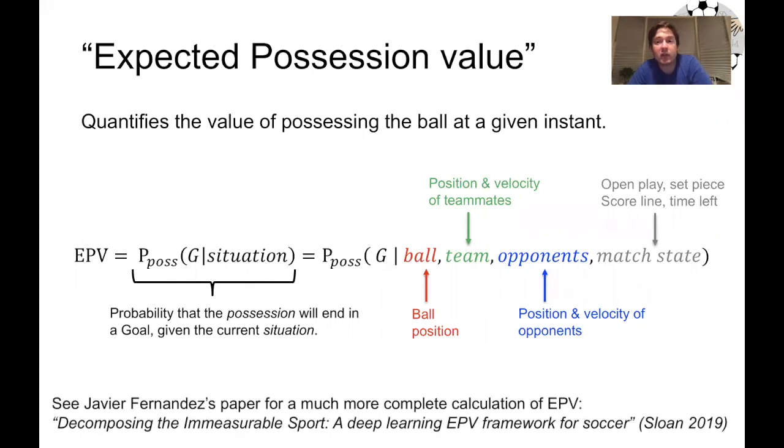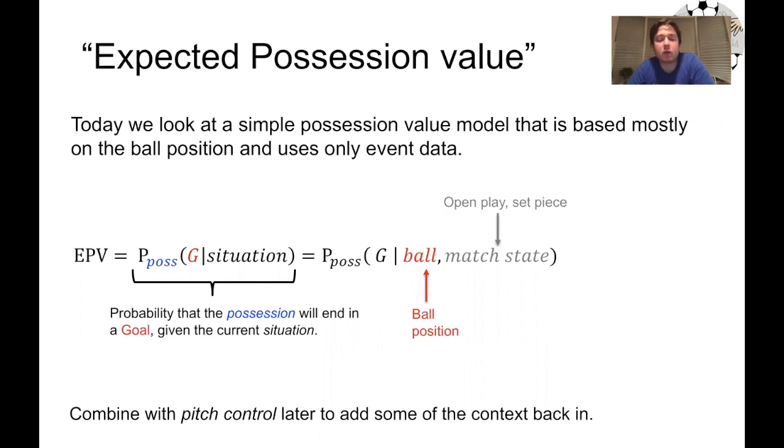The state of the art in terms of published work is Javier Fernandez's paper that was presented at the Sloan Sports Analytics Conference in 2019, titled Decomposing the Immeasurable Sport: A Deep Learning EPV Framework for Soccer. This is, to my knowledge, the only published work that really tries to take into account all these factors. So today I'm going to introduce a much simpler possession value model that is based almost entirely on just the position of the ball, as well as a few other factors to account for things like set pieces.